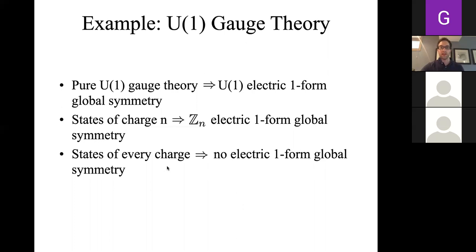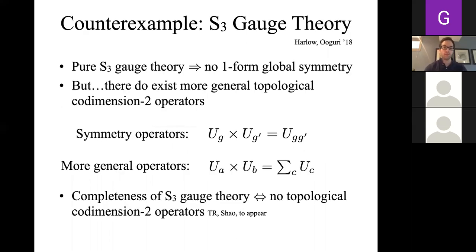Now, unfortunately, this third lore is not always true. For a non-abelian discrete gauge theory, like for instance S3, you do not have, in general, a one-form global symmetry, even if you don't have any charged matter. So even if the spectrum is incomplete, there's still no one-form global symmetry. So this presents a counterexample to the naive third lore, which I just mentioned.